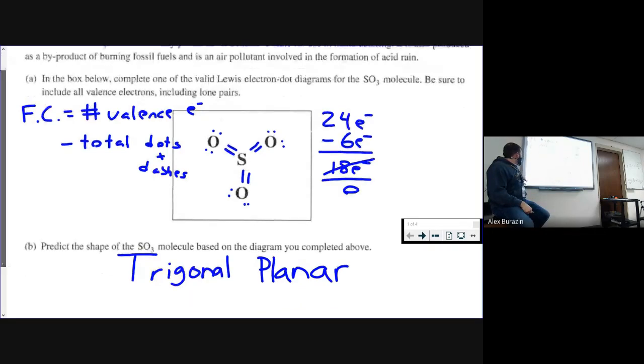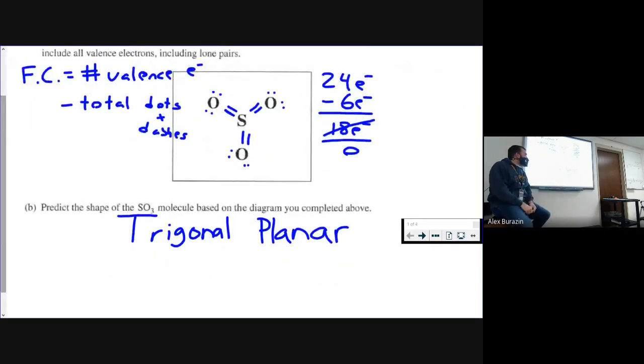Okay, Dylan. Predict the shape of the SO3 molecule based on the diagram you completed above. Another good review, because I had lots of questions on this too, right? Molecular geometry. It is off of the coordination number. There is a theory called VSEPR theory, valence shell electron pair repulsion. The theory of molecular structure is that when I have electrons around my central atom, those will try to separate and repel one another to get as far away from each other as they can, right?